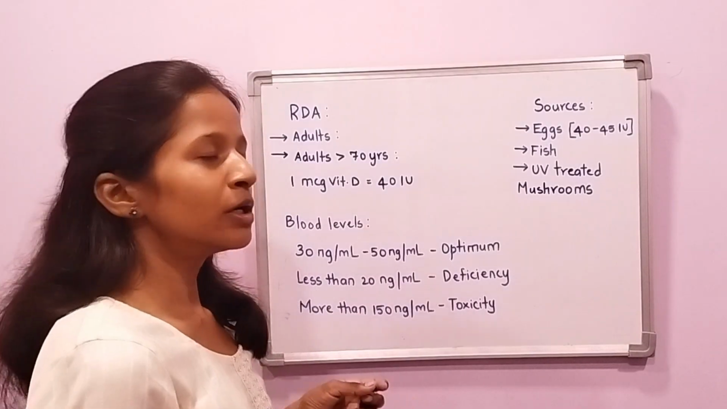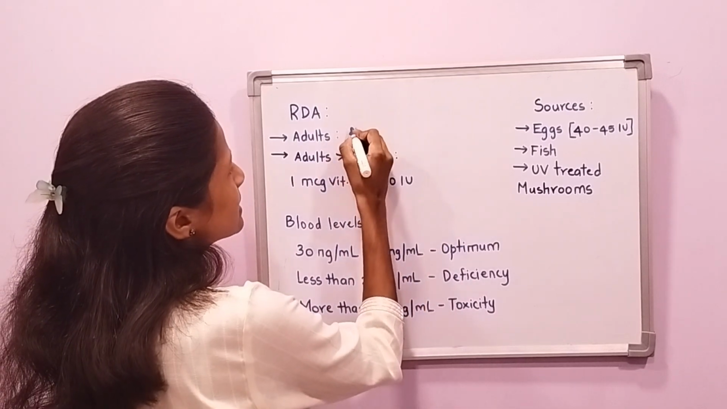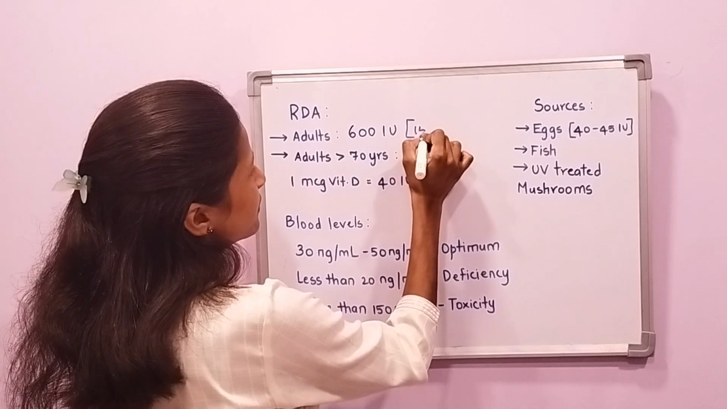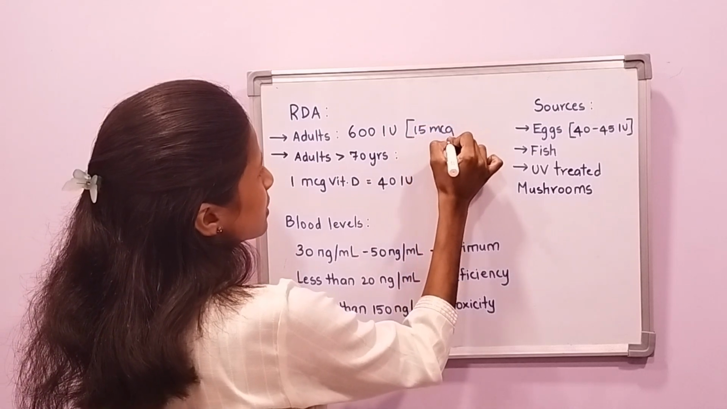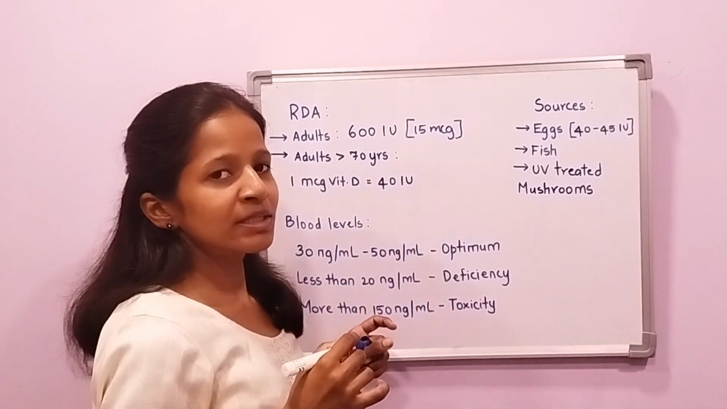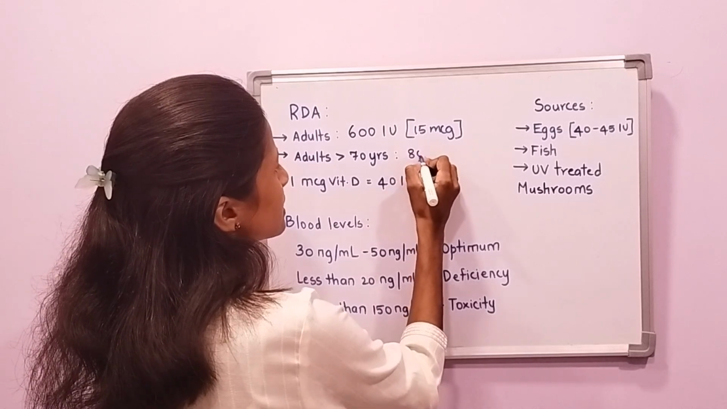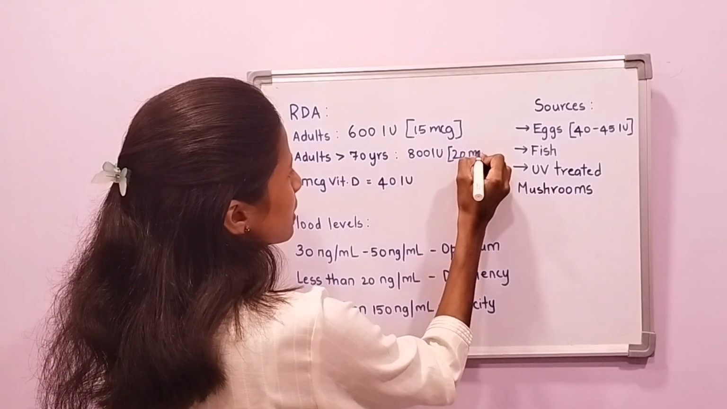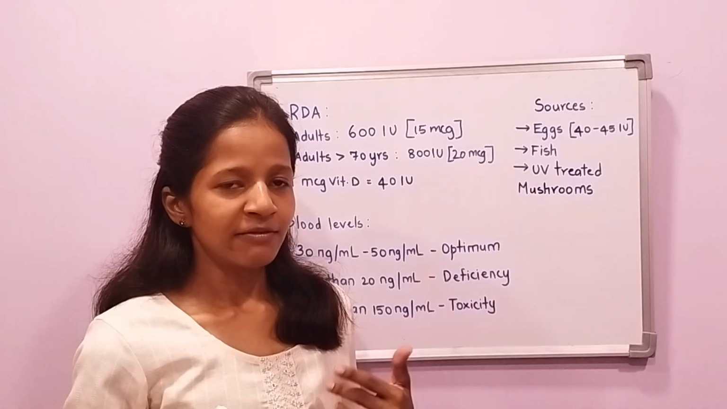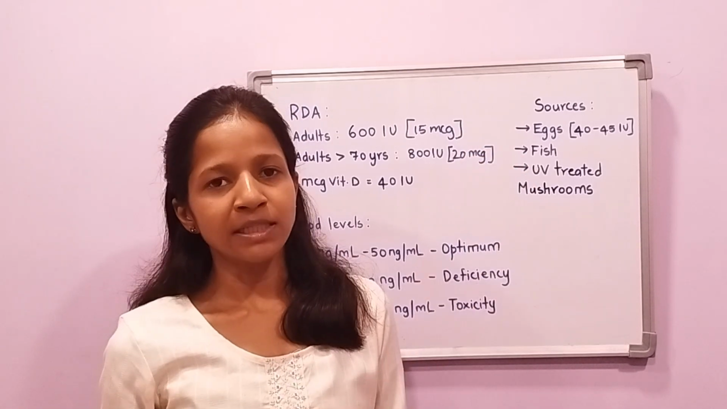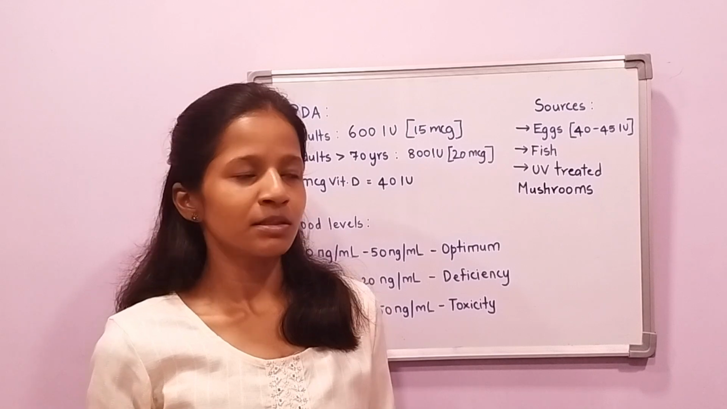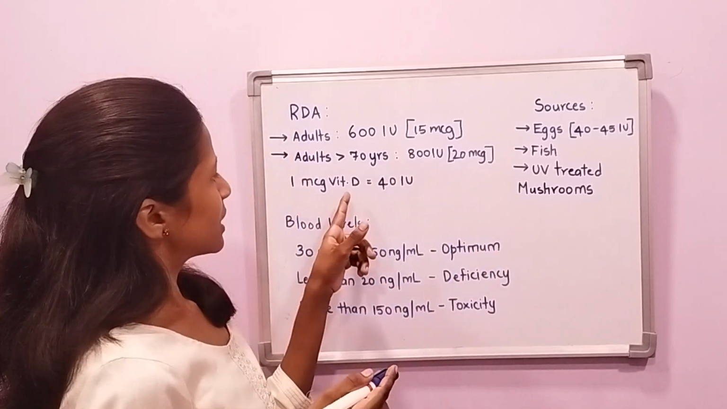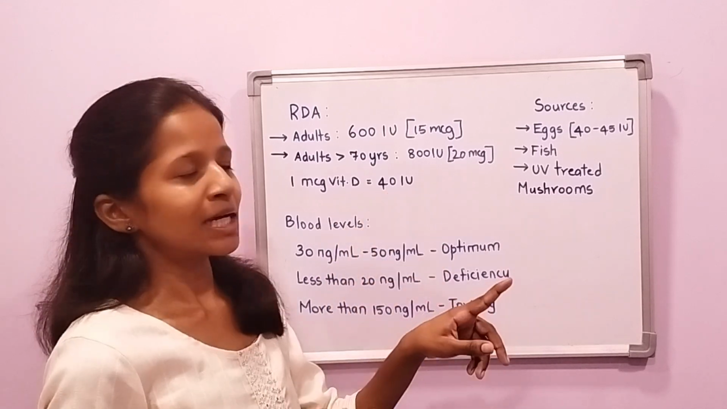The RDA for vitamin D in adolescents and adults is 600 international units or 15 micrograms, and in adults above 70 years of age, it is 800 international units or 20 micrograms. As we age, the efficiency of synthesis of vitamin D from sunlight exposure decreases. So the requirement also increases above 70 years of age. 1 microgram vitamin D is equal to 40 international units.